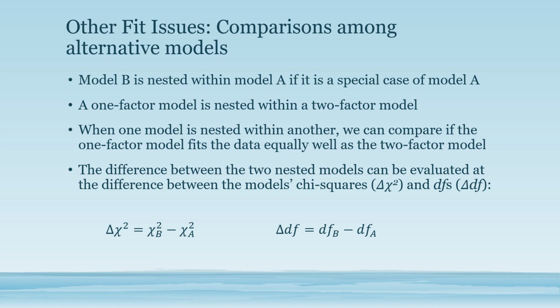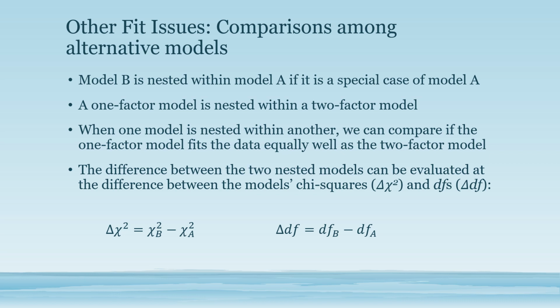Finally, we need to compare among alternative models. If a model B is nested within model A, it means that model B is a special case of model A. For example, if model A is a two-factor model, then model B is a one-factor model. Then model B is nested within model A. When one model is nested within another, we can compare if the one-factor model fits the data equally well as the two-factor model. The difference between the two nested models can be evaluated as the difference between the models' chi-squares.